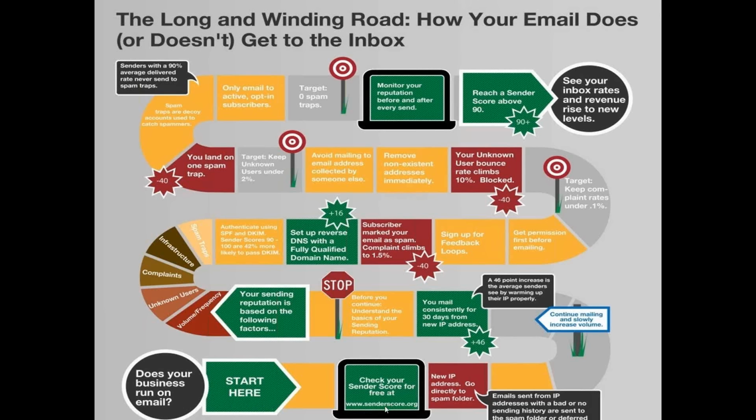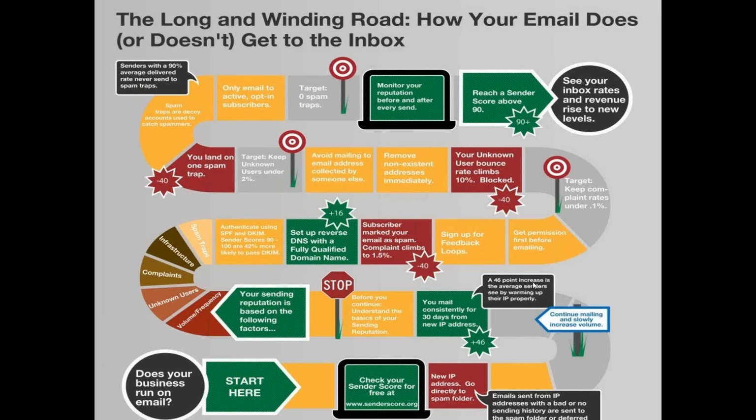First, you want to check your sending score. You go to senderscore.org, and you can check out your score over there. Okay, if you have a new IP address, you can go right to the spam folder, because you have 0 reputation. Emails sent from an IP address with a bad or no sending history are sent to the spam folder or deferred until their reputation is confirmed, okay? So continue emailing very slowly, and gradually increase your volume, okay?